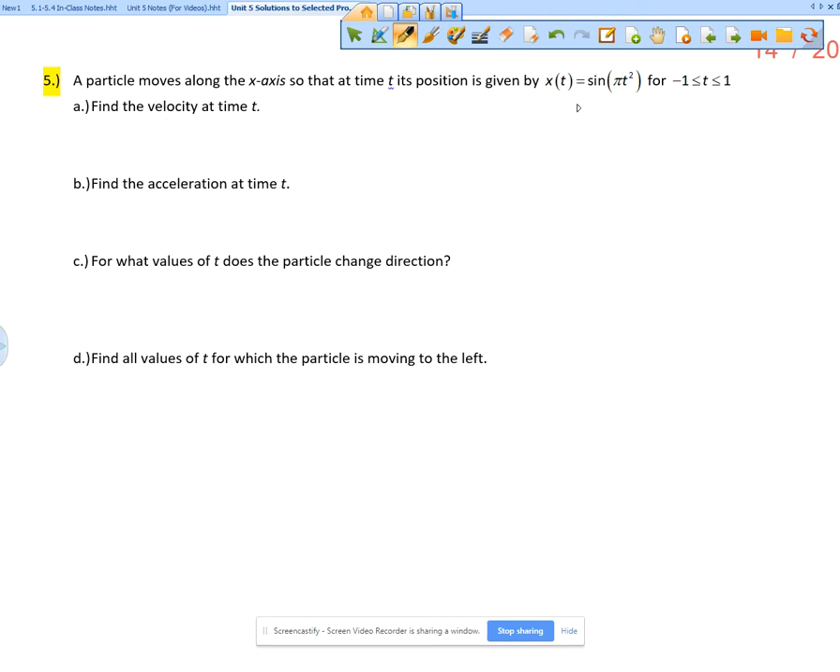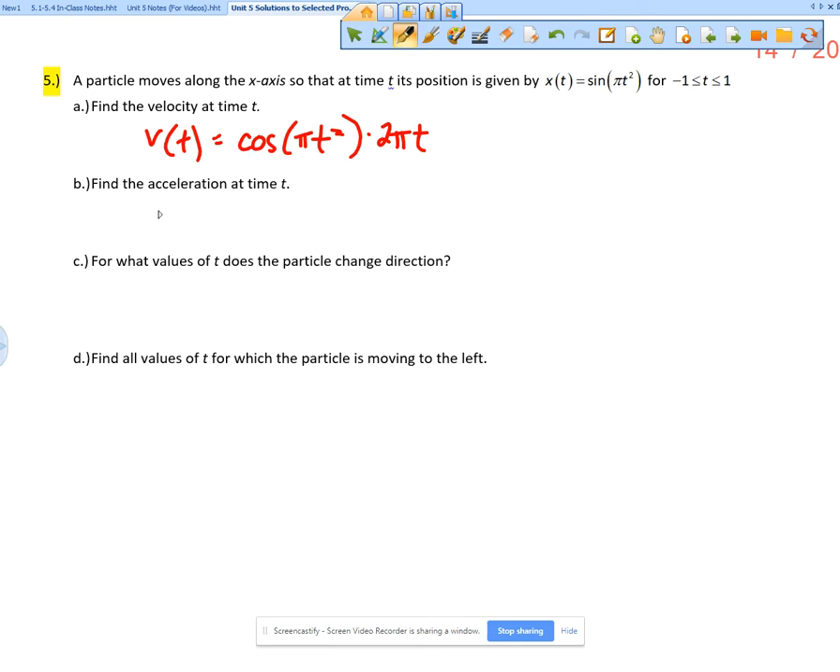So very simple. If position is x of t equals this, then all we're looking for is v of t, the general velocity equation, not a specific velocity. So the derivative of the sine of pi t squared. The derivative of sine is cosine of pi t squared times, now don't forget the chain rule, the derivative of pi t squared. Remember, pi is a constant, so pi times the derivative of t squared, so 2t. So 2 pi t. And so that's v of t.